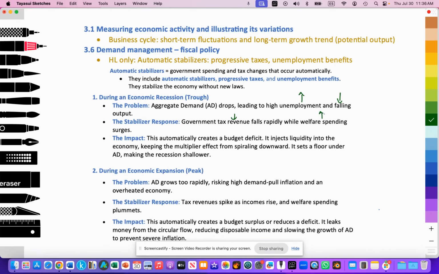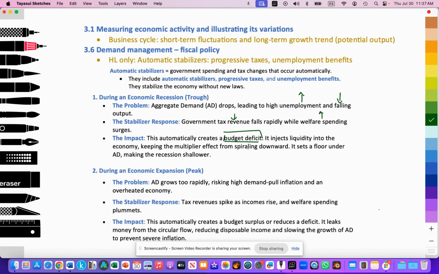While the government will increase government spending, that automatically creates a budget deficit, which could contribute to the public debt. The public debt could be rising as a result, depending on the country. And it injects liquidity, cash, into the economy, keeping the multiplier effect by the government providing unemployment benefits to the unemployed and by collecting less income tax revenue from households that fall into lower income tax brackets.